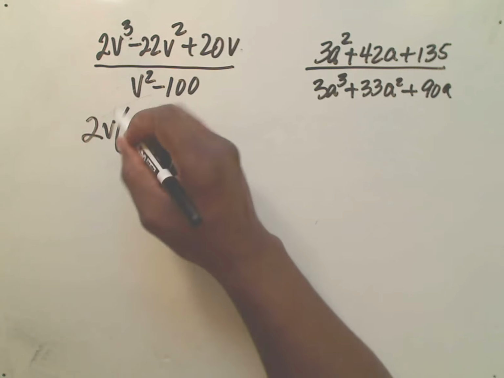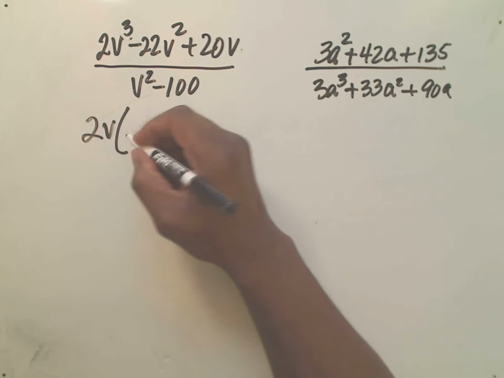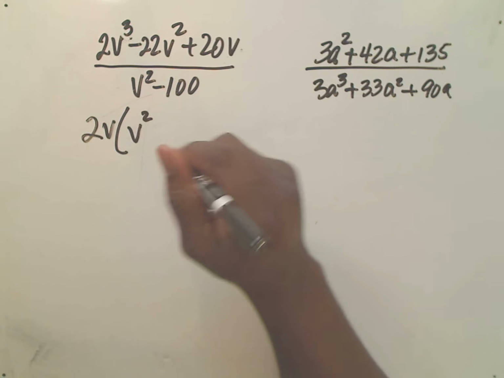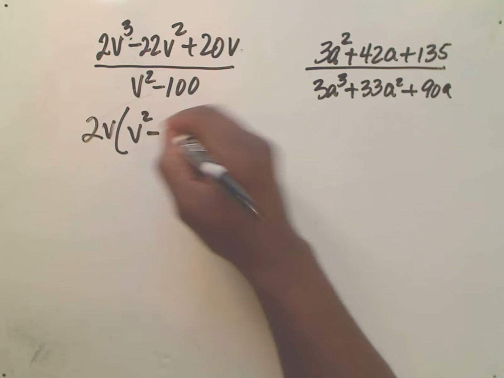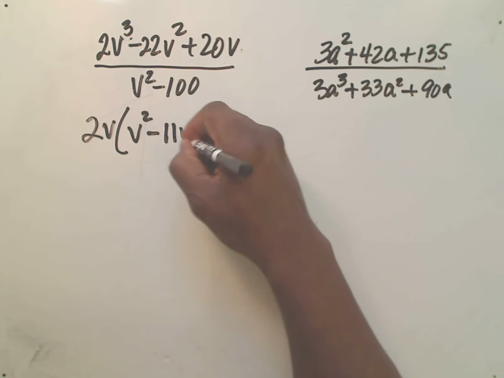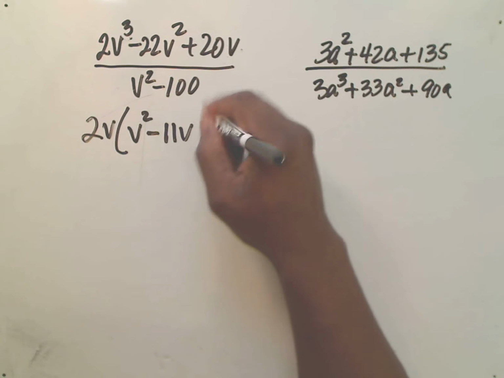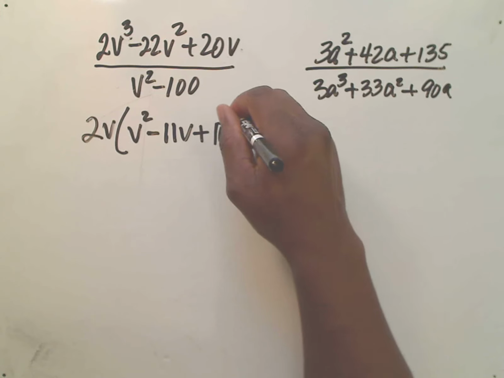If we take a 2 from the first term, a v cubed is left, and if we take a v, there's a v squared left. If we take a 2 from, so the minus sign, 2 from 22, we get an 11. You take a v from v squared, it leaves behind a v. If we take 2 from 20, it leaves you with 10, and take v, there's no other v left.